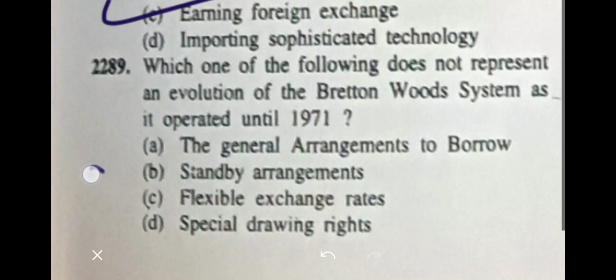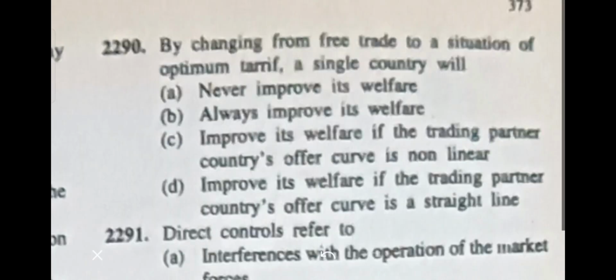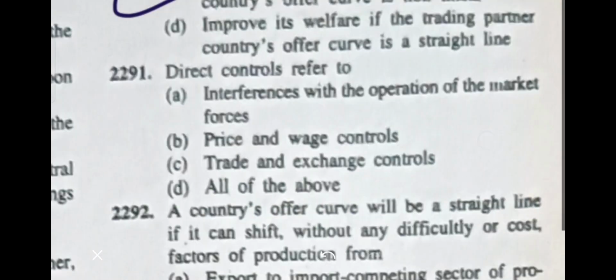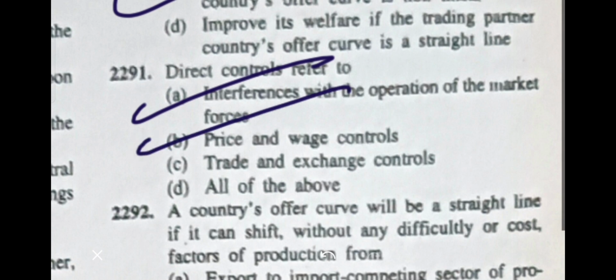Flexible exchange rate. By changing from free trade to a situation of optimum tariff, a single country will improve its welfare if the trading partner country's offer curve is non-linear. Direct control refers to interference with the operation of market forces, price and wage control, trade and exchange control, all of the above.